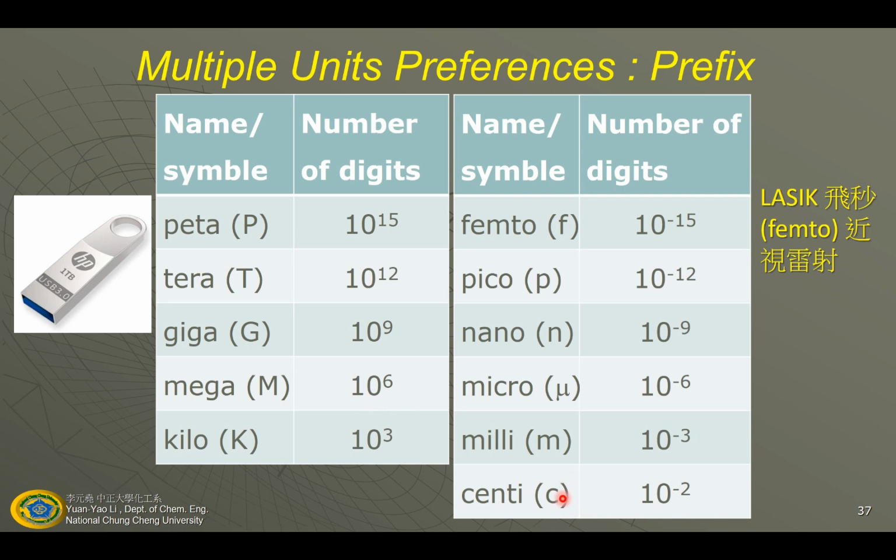How about centi, milli, micro, nano, pico, femto? So you know nanometer is 10 to minus 9, right? Centi is 10 to minus 2. How about femto? Femto is 10 to minus 15. As you know, the LASIK laser for your short-sighted eyes, right? Femto is a 10 to minus 15 second laser. So it's a very short, very quick laser. Okay, so femto is 10 to minus 15. Tera is 10 to 12.